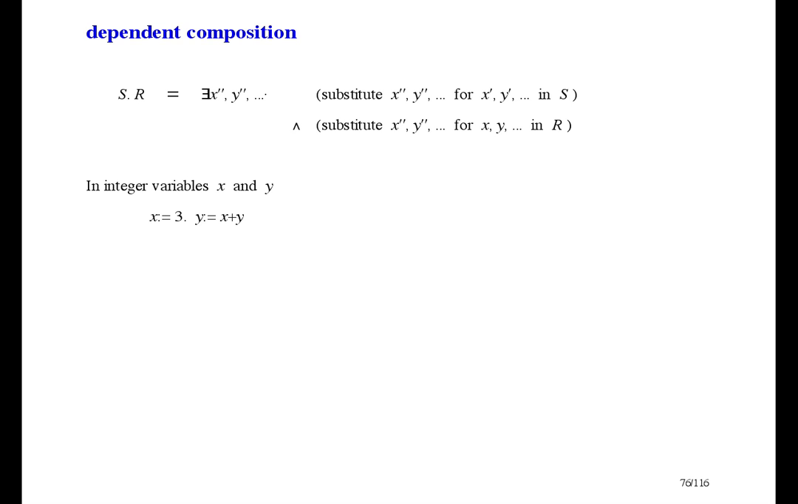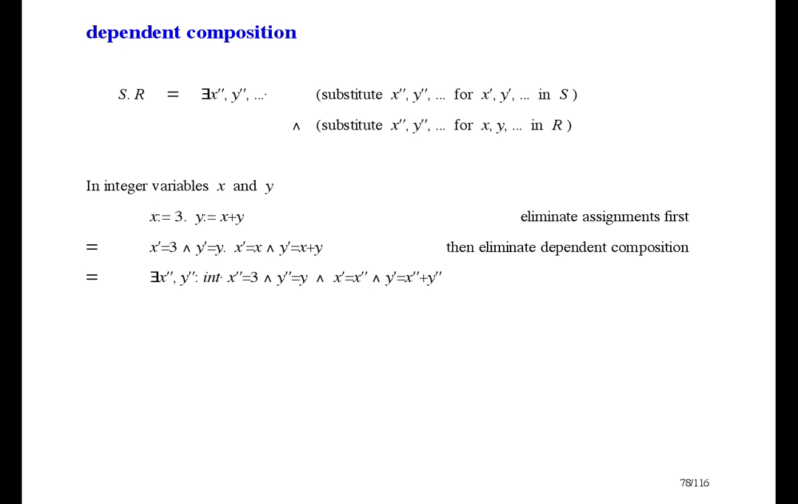Here's another example, this time using two integer variables x and y. x gets 3 and then y gets x plus y. x gets 3 means x prime equals 3 and y is unchanged. y gets x plus y means y prime equals x plus y and x is unchanged. The dependent composition means there exist intermediate values, x double prime and y double prime, of type int, which I often don't bother to write, but it really is there, such that, now, change final values to intermediate values, so x double prime equals 3 and y double prime equals y, and now change initial values to intermediate values, so x prime equals x double prime and y prime equals x double prime plus y double prime.